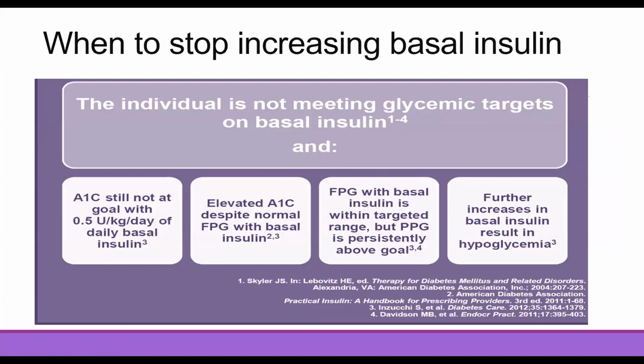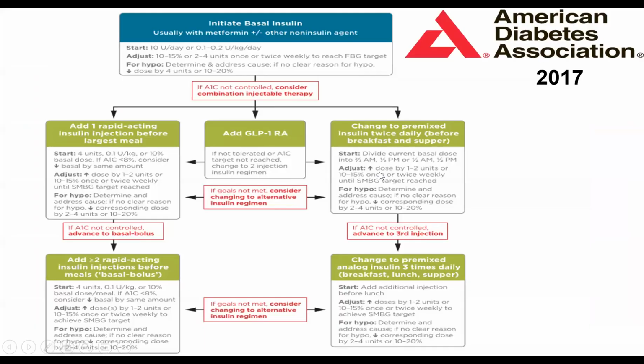As you can see, A1c is still not at goal. The patient is receiving 0.5 units per kg per day basal insulin. So 0.5 units per kg per day means almost roughly around 30 units. So the patient was receiving more than 30 units, 44 units. Still the A1c is not under control. This is basically a time when we should intensify the insulin therapy.